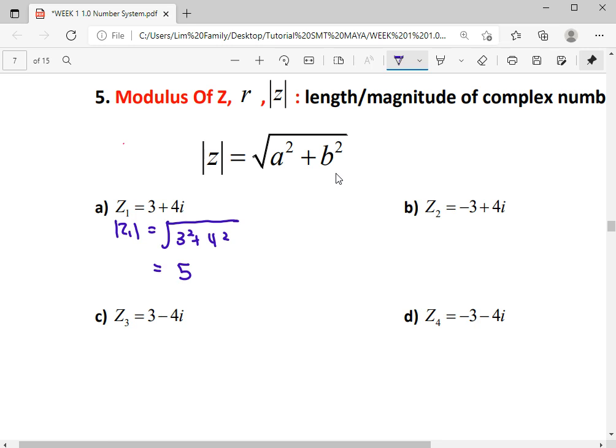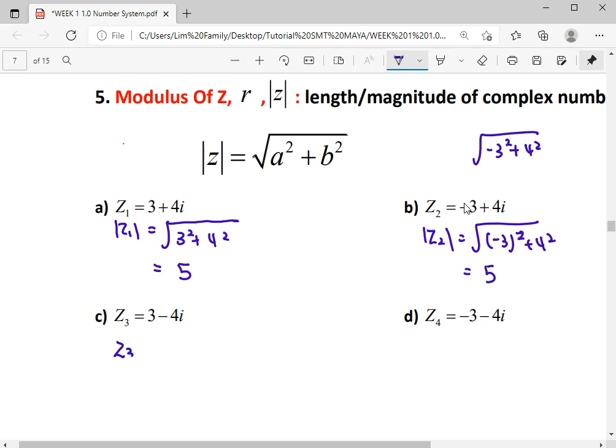For this Z2, of course also the same. Z2 will have the square root of (-3) squared, so we have to put in brackets, plus 4 squared. If you didn't put in brackets, it will become 3 squared only. Without the bracket, if you write like this, the meaning here is 3 squared only. So it will be a careless mistake here. Make sure we put a bracket for a negative number. So this one also comes to 5.